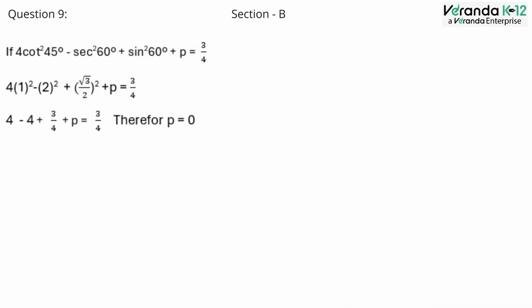Section B, 9th question. If 4 times cot square 45 degree minus sec square 60 degree plus sin square 60 degree plus P is 3/4, we have to find the value of P. So here we'll apply the values of cot 45 degree, sec 60 degree and sin 60 degree. After that we will transpose and simplify. We'll get P is equal to 0.